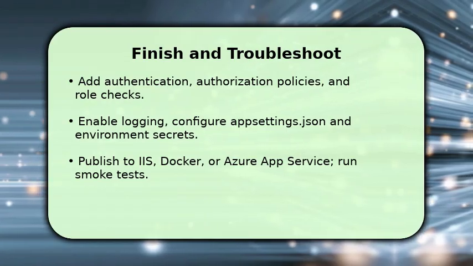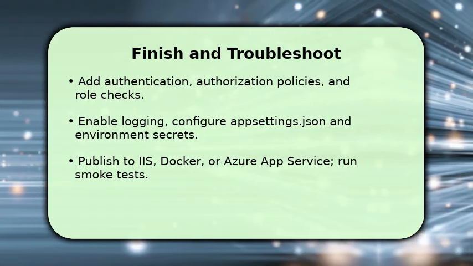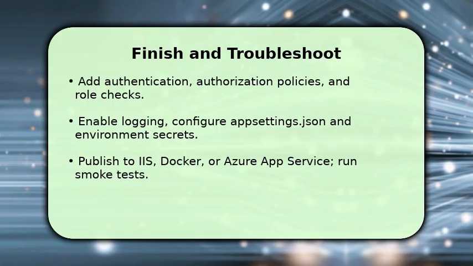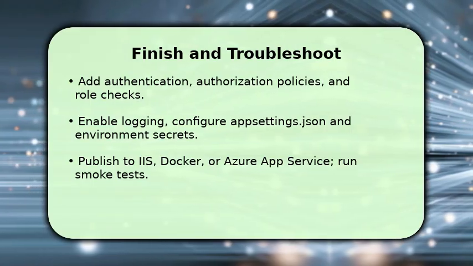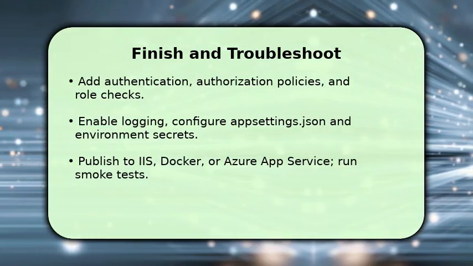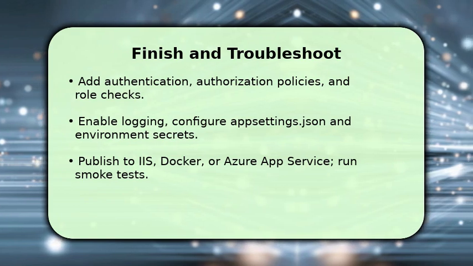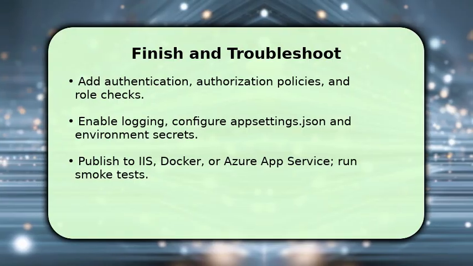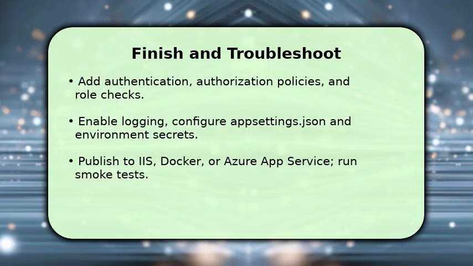Prepare a publish profile for IIS, a Dockerfile for containers, or an Azure App Service configuration. Run smoke tests and monitor logs after deployment. If something breaks, check startup/Program registration order first. Most issues stem from a missing service registration or middleware placed in the wrong order.